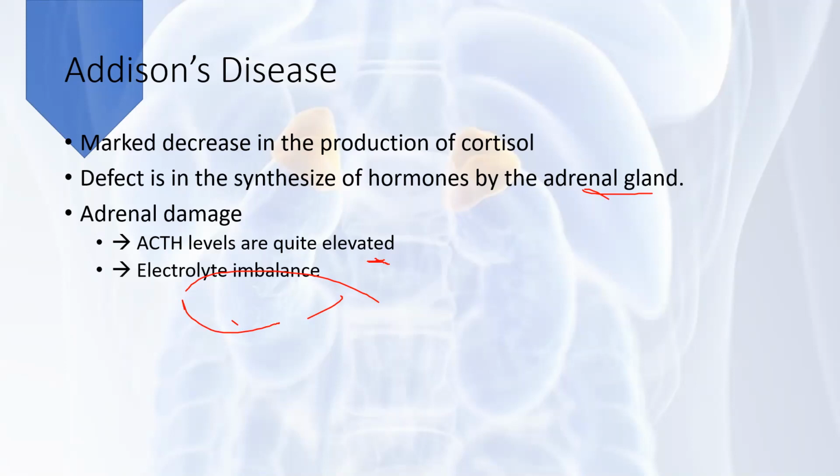Bakit po ang ating ACTH ay elevated? Kasi nga, walang nagre-react sa ACTH. Hindi naman napupuntahan ng ating ACTH ang kanyang target cell. Walang receptor, walang action. Kaya siya mataas.